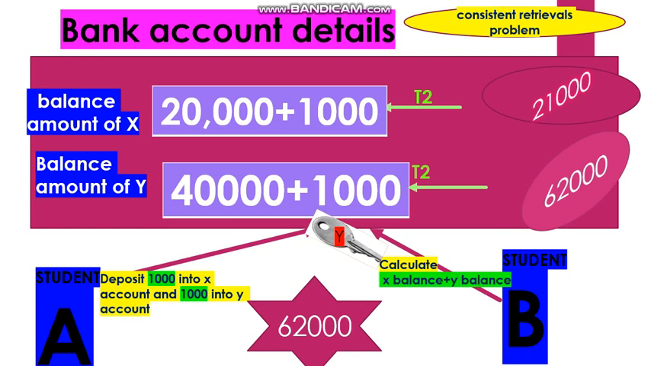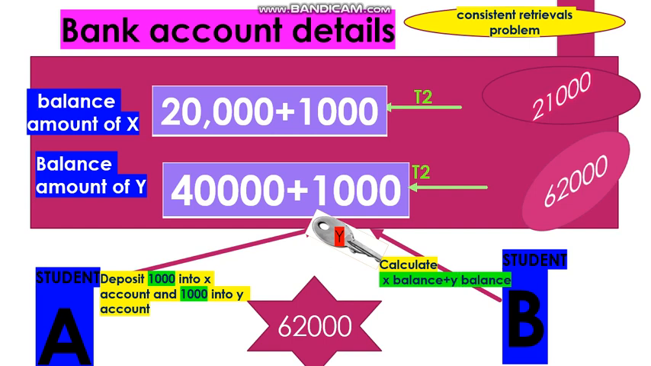That is, here if you observe, transaction T2 reads the balance amount of Y after T1 has done modifications, and it will give sum of X balance plus Y balance as 62,000, which is the correct result.